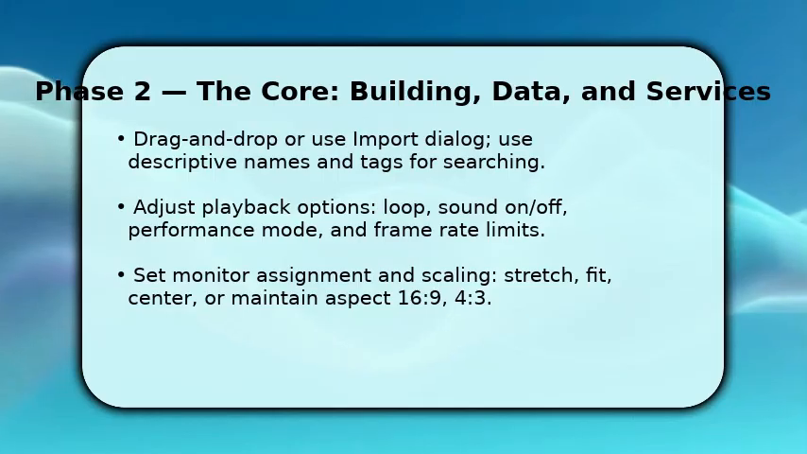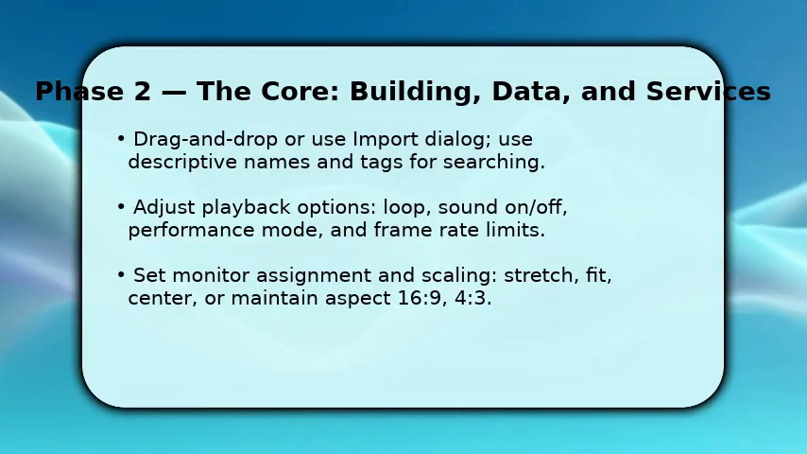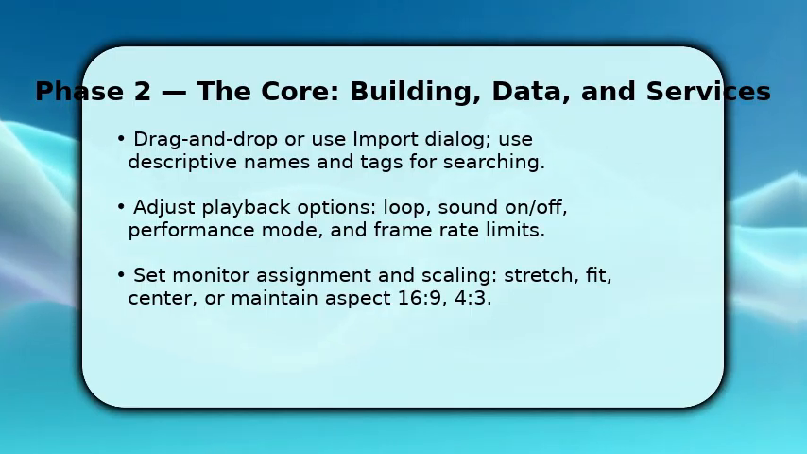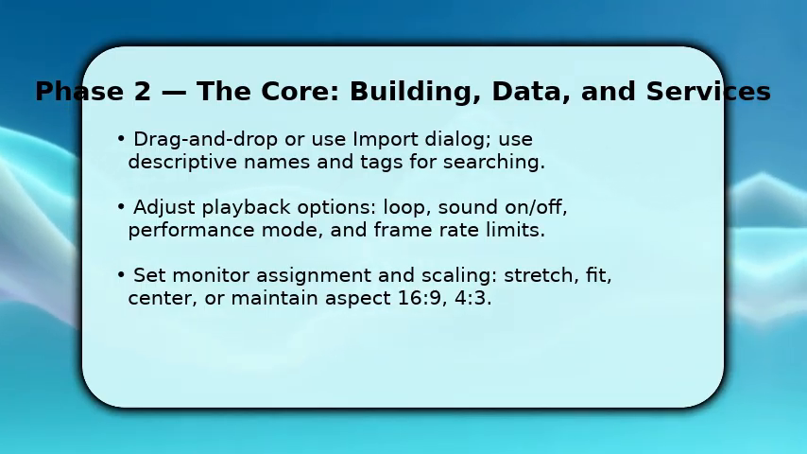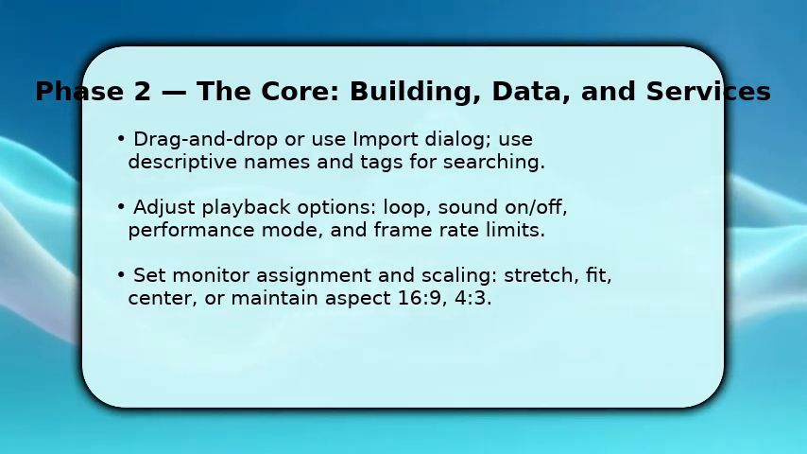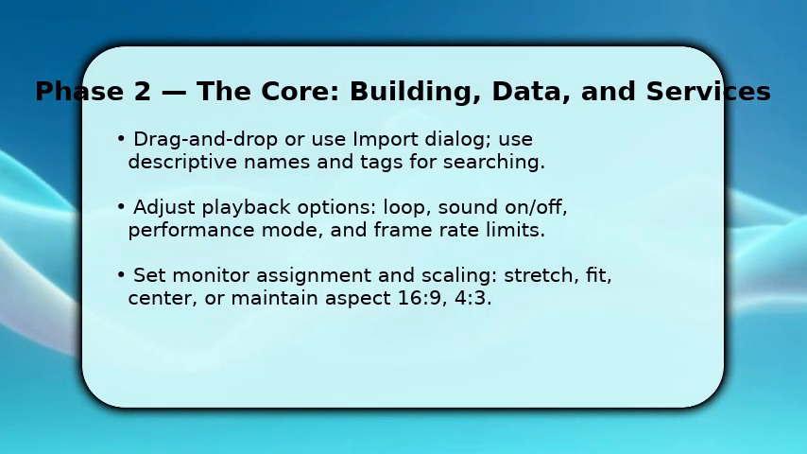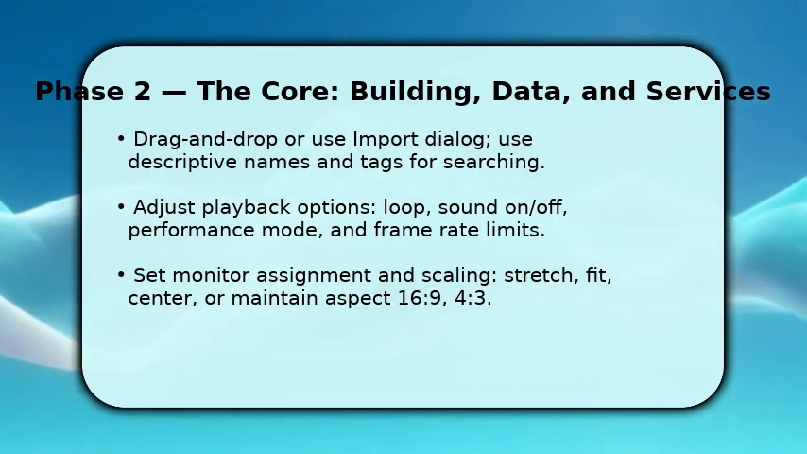Now you import and configure. Drag the file into Lively or use the import dialog. Name it and add tags so you can find it later. Configure playback settings, toggle loop, mute audio, and choose performance mode to balance visuals with CPU/GPU usage. Set frame rate limits if you need lower power consumption.